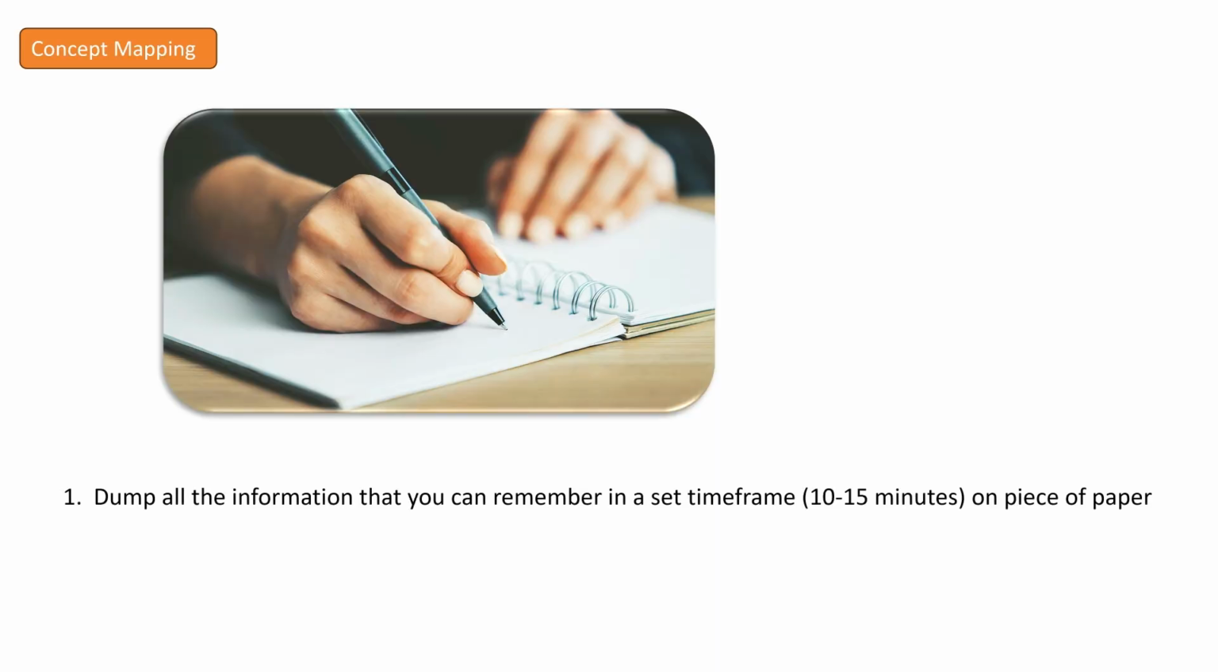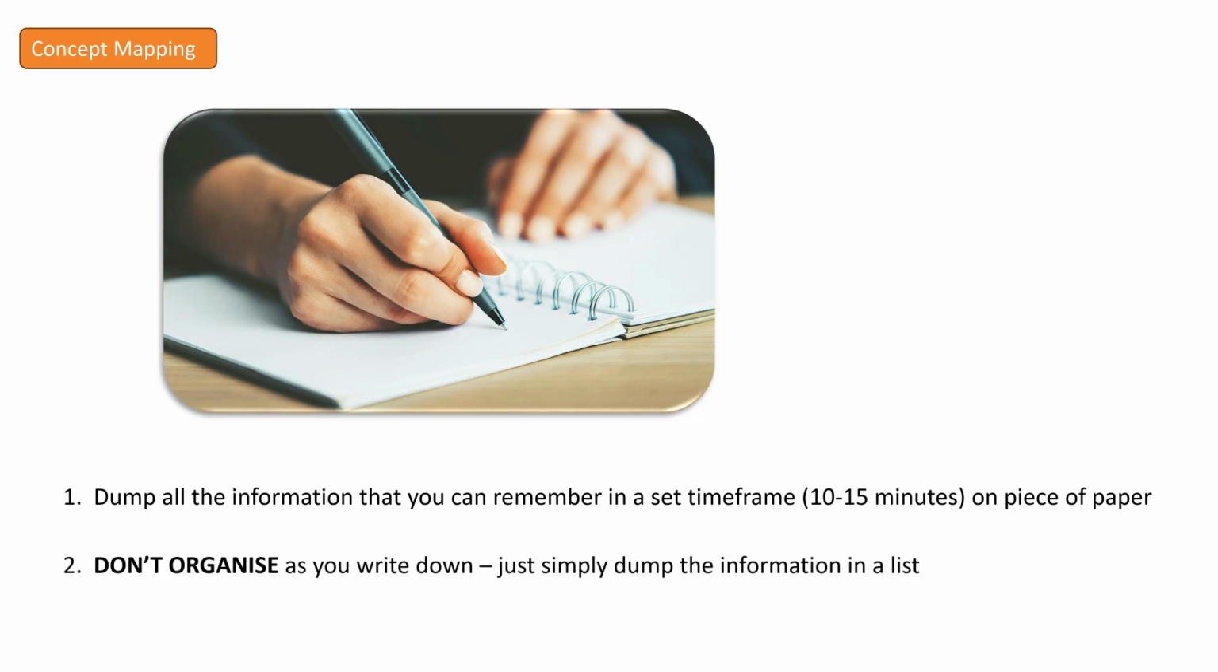So when you would start a concept map, I would normally start with an A3 piece of paper, and on one side, I would just do this first process and then flip it over and do the other. So the first process I'm going to do is simply dump all the information that I can remember about a topic in a set time frame, 10, 15 minutes on a piece of paper. The key thing that you have to do here is you don't organize it. Just dump the information, whatever comes out of your brain, into this list. Make the list as quickly as possible and just dump it in one huge list.